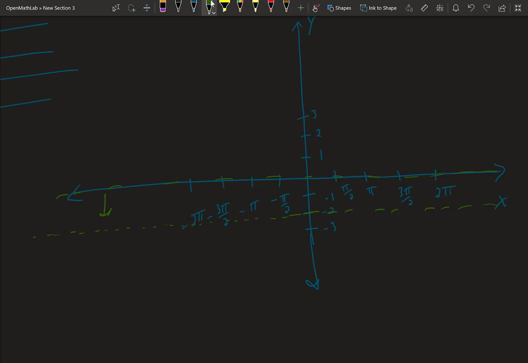And then when I plot these points, so we got negative 2 pi and negative 2, so I can plot this here.